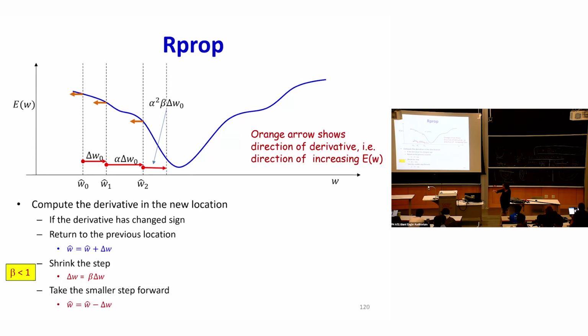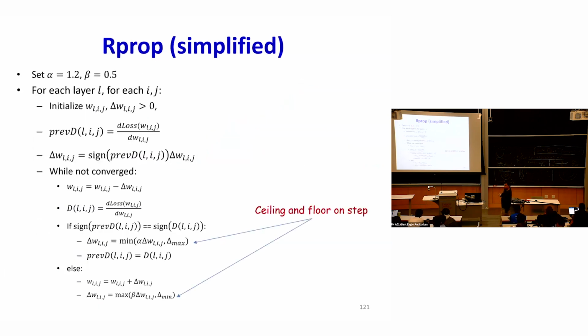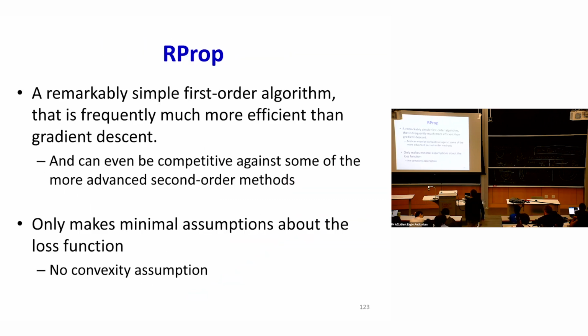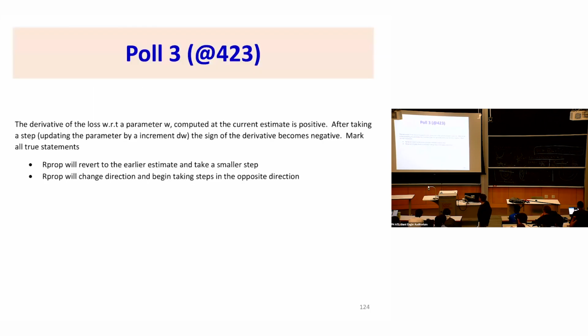So here is the pseudocode for it. I won't go over it. Typically, you cap the steps so they don't get too large or too small. And it still needs the computation of derivatives because you need the sign of the derivative. And the derivative is computed using, how would you compute it? Backprop, right? So it's a remarkably simple first-order algorithm that's frequently much more efficient than gradient descent and makes only minimal assumptions about the loss function, no assumption about convexity at all.